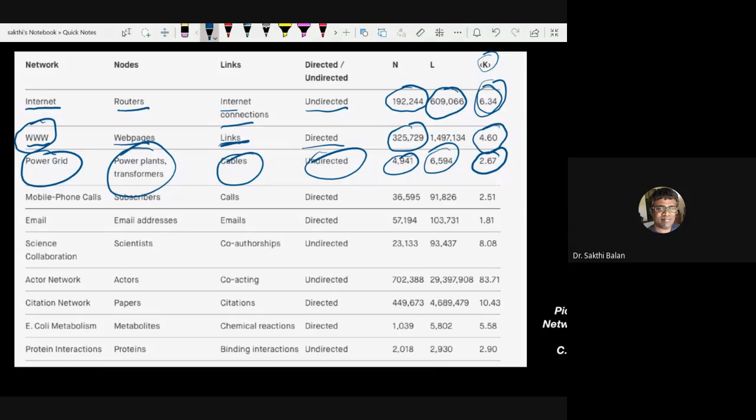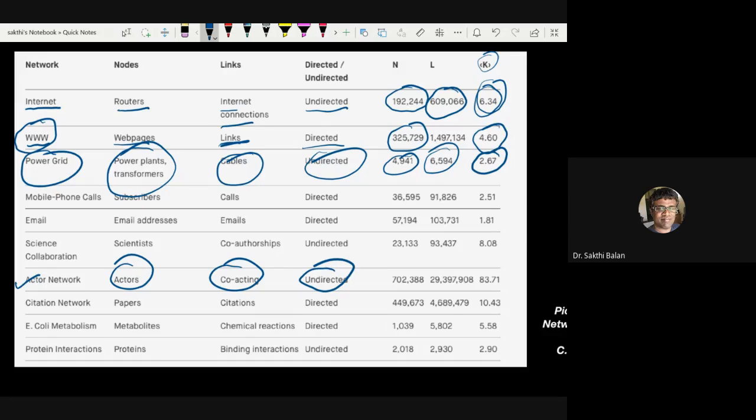Likewise, I can go to the other networks also. One of the important networks which is completely different from the previous ones is the actor network. In the actor network, the nodes are actors, which can include actors and actresses, but we commonly call them actors, right? And the links are co-acting. What do you mean by co-acting? They have acted in the same play. If the actors have acted in the same play, then you will have an edge between them. So that network will be an undirected network.